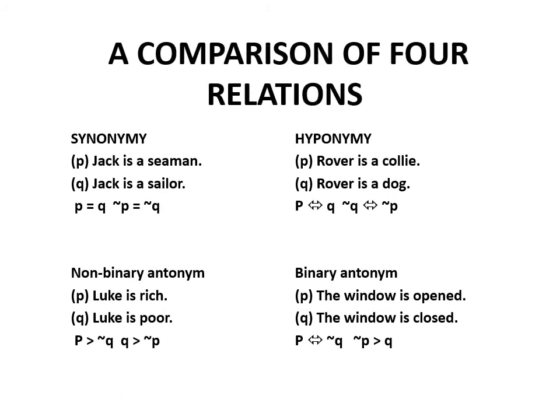Comparison of four relations like synonymy, hyponymy, non-binary antonym, and binary antonym. If we use the synonym words or hyponym words in a context, it creates additional meaning. Jack is a seaman. So if we say Jack is a seaman, Jack must be a sailor. So seaman is higher in category than a sailor. If someone is a seaman, he must be a sailor. And then we put a quote of P is equal to Q. If P, it must be Q. If Jack is a seaman, he must be a sailor.